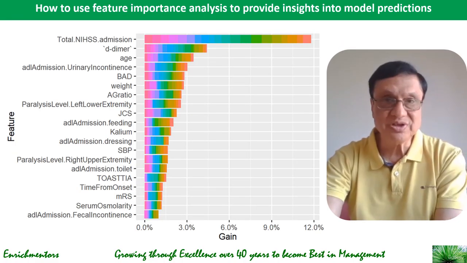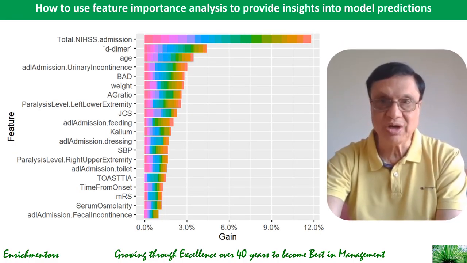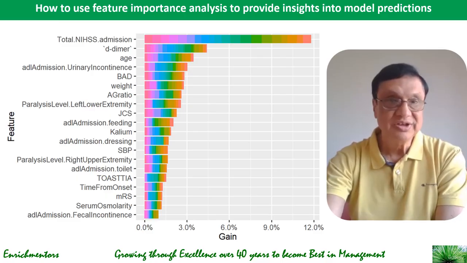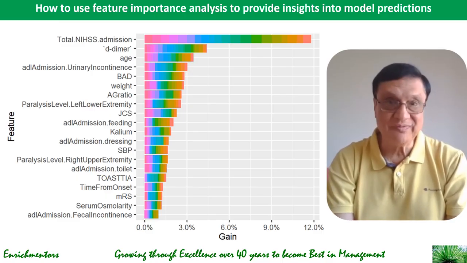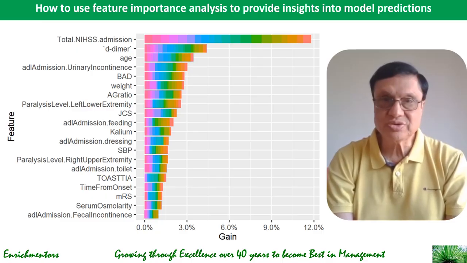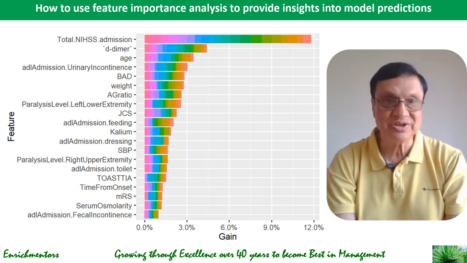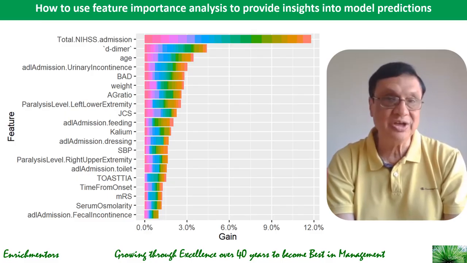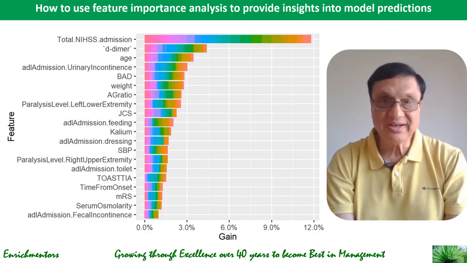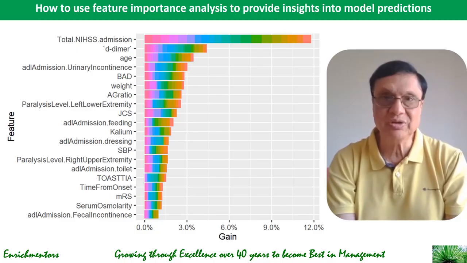So how to use feature importance analysis to provide insights into model predictions? Any thoughts? See, feature importance analysis is a powerful technique basically used to understand which features or variables in the model are most influential in making predictions with the model that you have picked up, a machine learning or deep learning model. Now, what it does is it provides valuable insights into how the model works and what factors are driving its prediction. So, what are the key features or variables that drive its prediction? Now, so what is the approach that we can use?